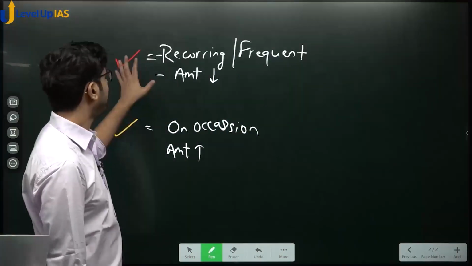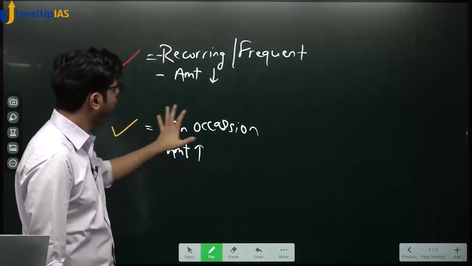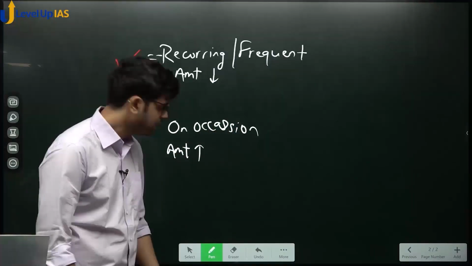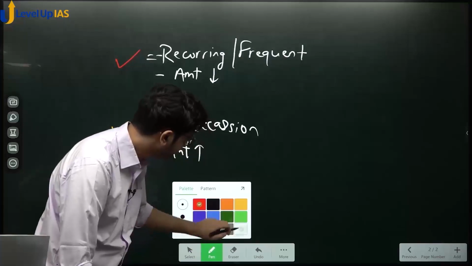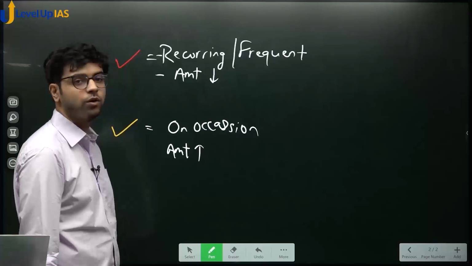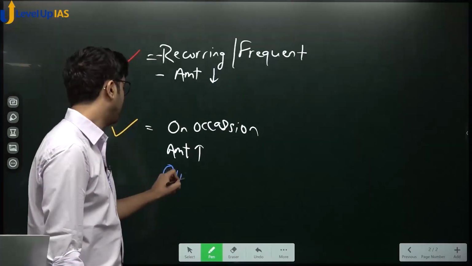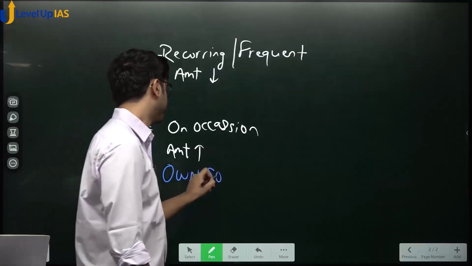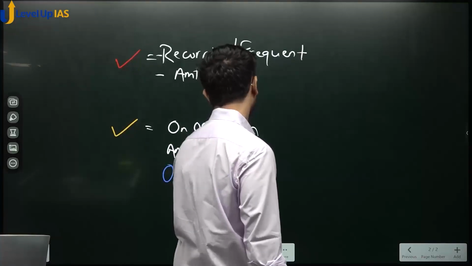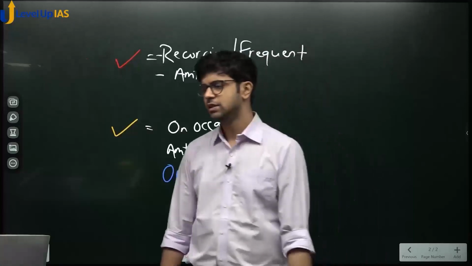So I can say red ones are frequent or recurring, the amount is lower. Yellow ones are on occasion, and the amount is higher. Do you agree with this? Now my question was, which ones help you own something? Red or yellow? Yellow. Own something. I own something here. Yes or no? Do you agree with this? It's very simple.